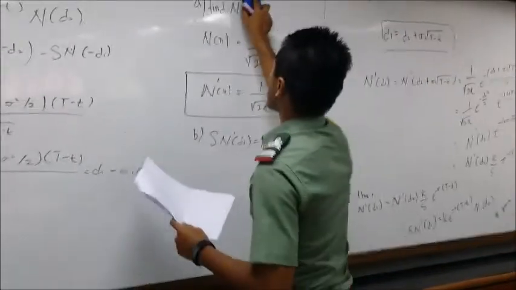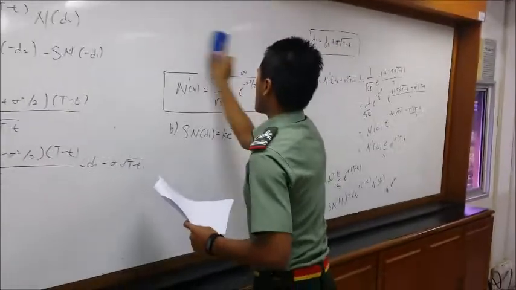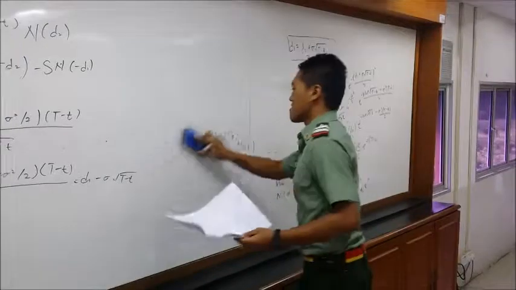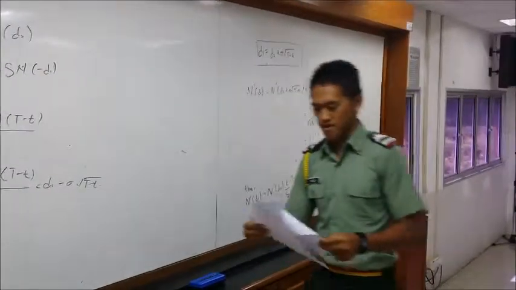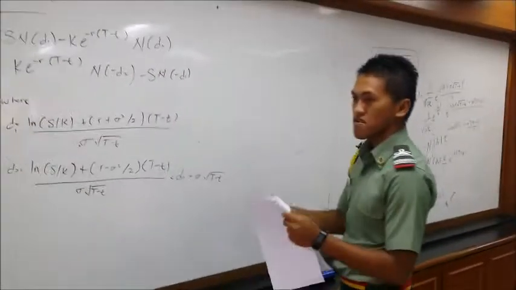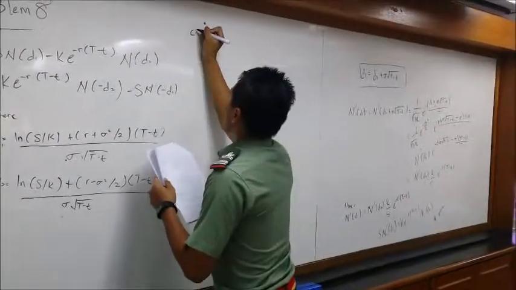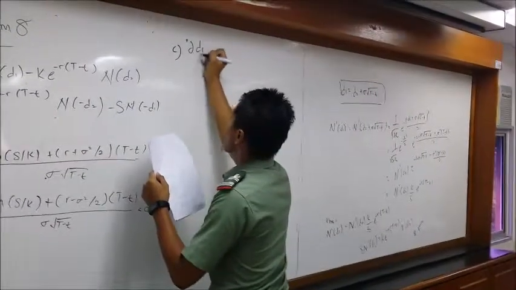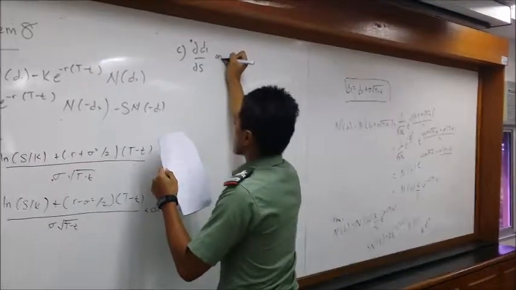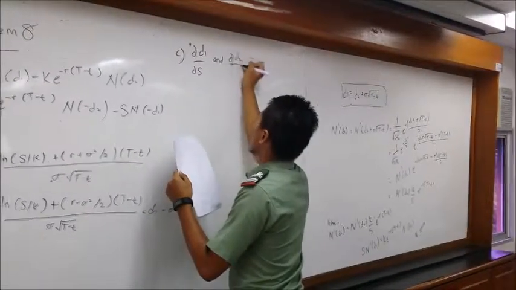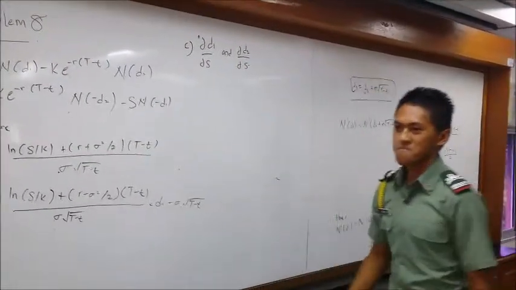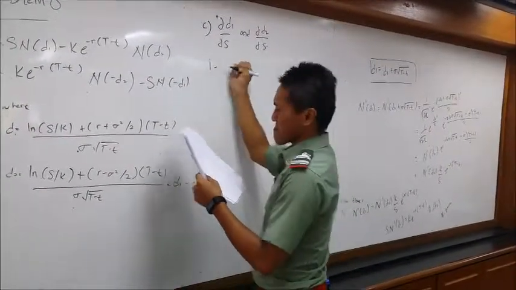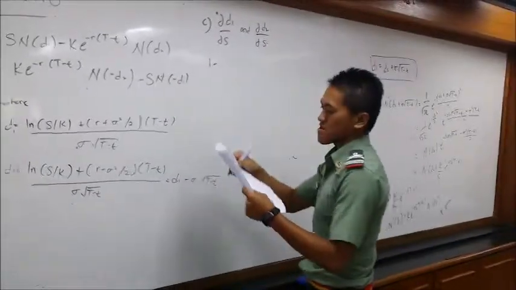I erase question A. But remember this, N prime x equals this. We use this formula for all of the remaining questions. Okay, for question C, we must calculate del d1 over del S and del d2 over del S. First, we find del d1 as given in the question.